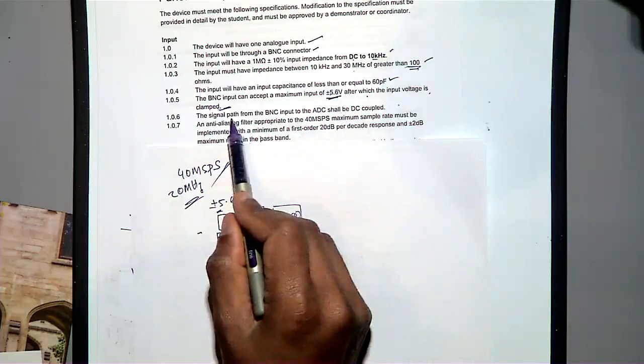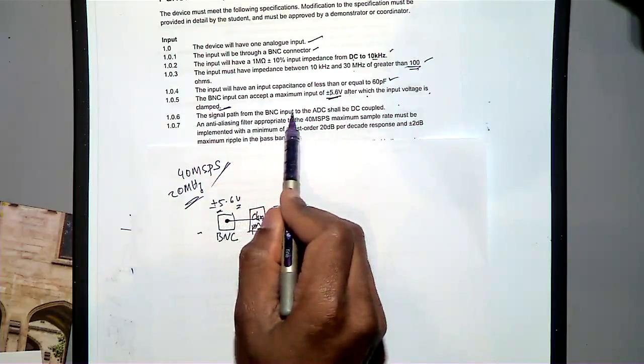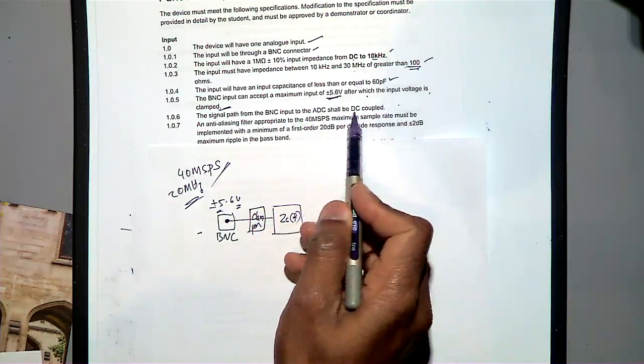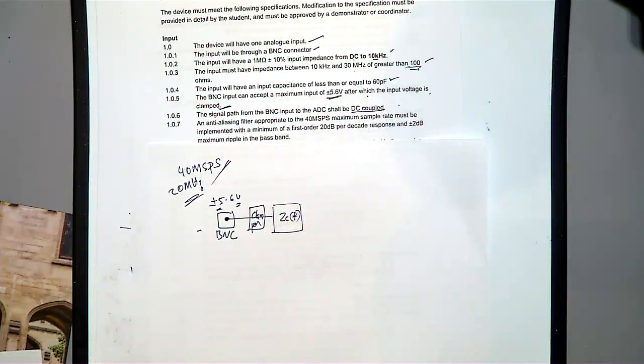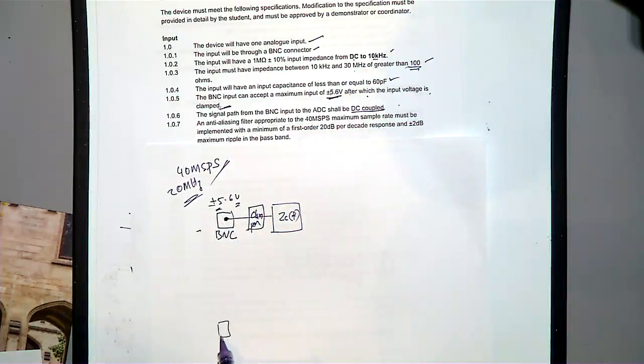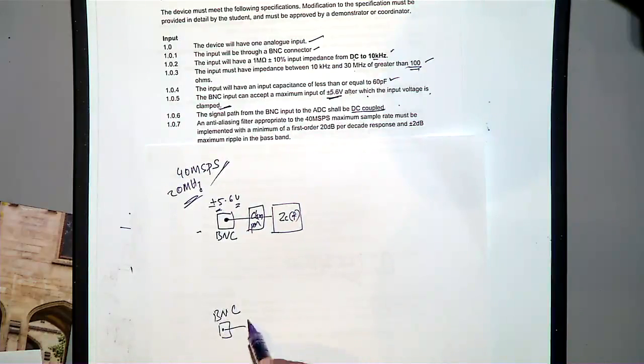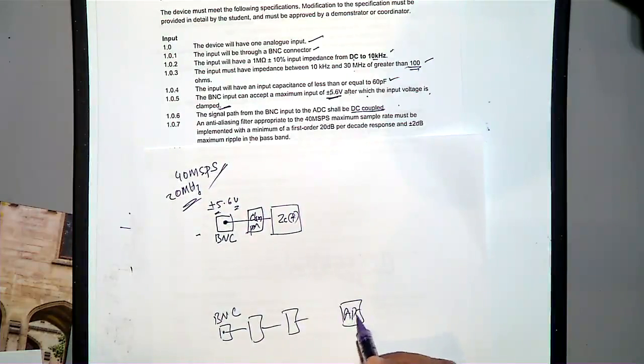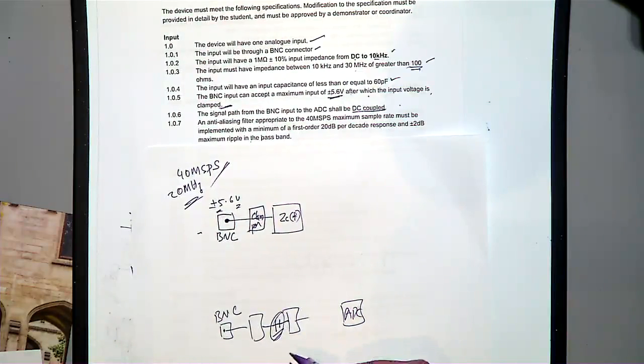Then the signal path from the BNC input to the ADC shall be DC coupled. So what do you mean by DC coupled? It means you should not allow connecting any capacitor in series like this. If this is your BNC connector, you may have so many circuits, one block, then another block, then your ADC here. Then it is not allowed to put a capacitor like this, AC coupling. You know what I mean?